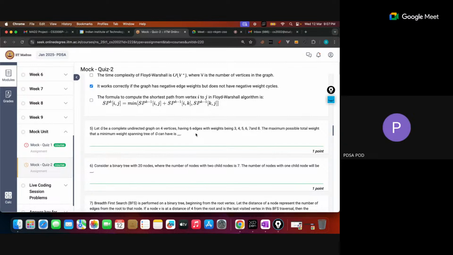This question, they have already given the edge weights, no? Let G be a complete undirected graph with 4 vertices and 6 edges. Edge weights are given as 3, 4, 5, 6, 7, 8, six weighted edges. The question asks for the maximum possible total weight of a minimum cost spanning tree.